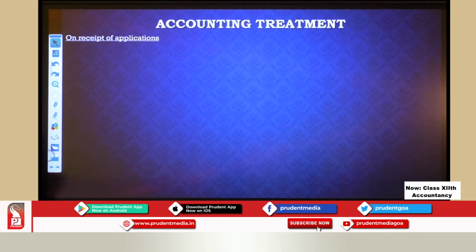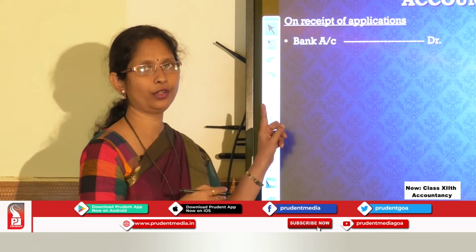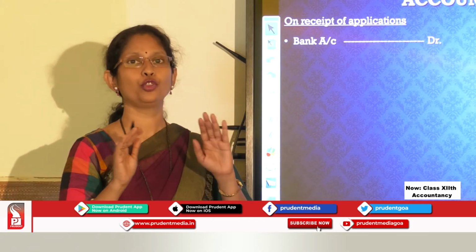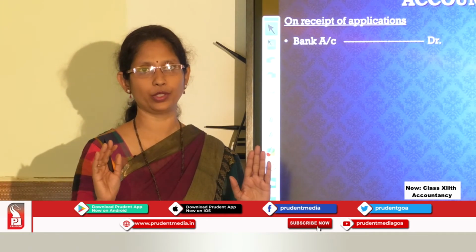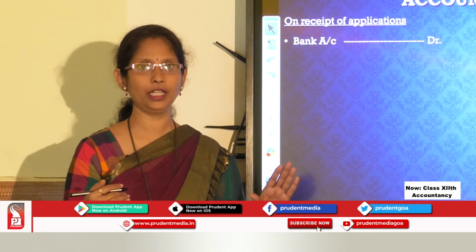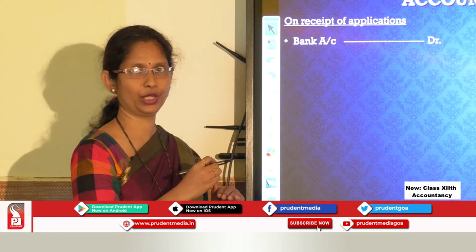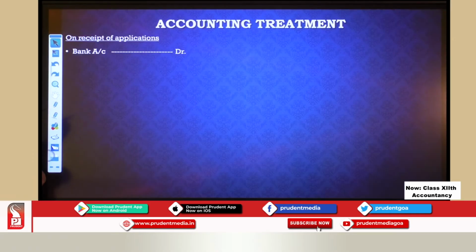So let us see on receipt of applications, what entry the company has to pass. The company is receiving money, so money comes in, so bank account debit. Students, here first you should know the rules of accounting, the golden rules. Those golden rules and the modern rules of accounting you all have studied in your 11th standard, right? So we are going to apply those rules here. What were the rules? Debit the receiver. Bank is the receiver here. Money comes in, so bank will be debited.